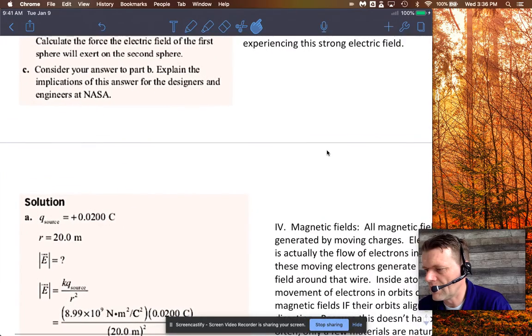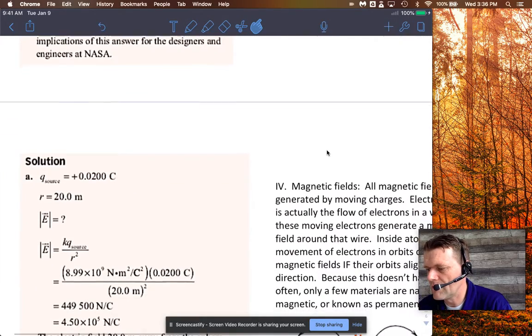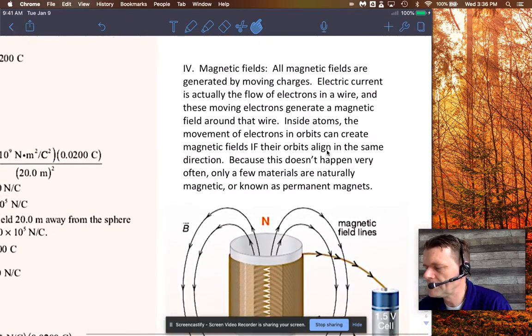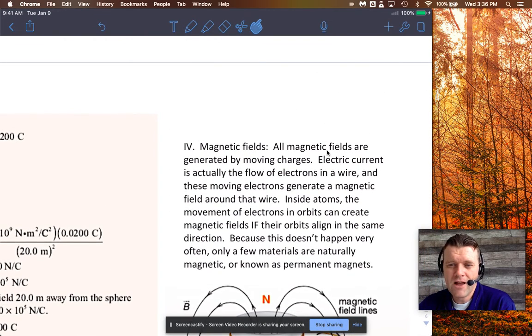So that's kind of interesting. Well, that's part of the answer to part C there. So anyway, that's electric fields. Now let's just end with magnetic fields.